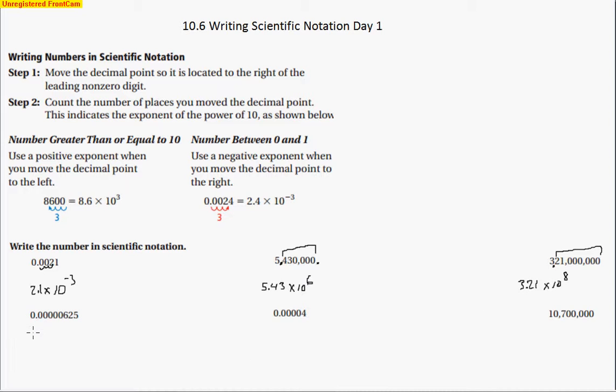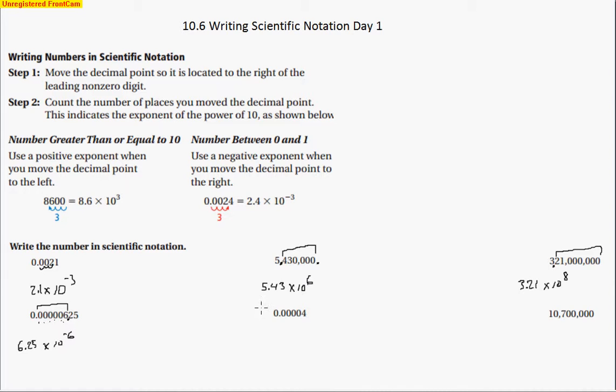Very small number here, so I rewrite the significant digits, the 6.25, because that's where I want the decimal point to be, and then I count the spaces. It's a little easier counting the ones that are larger because you see the commas. Here we've got to be really careful and count 1, 2, 3, 4, 5, 6. So times 10 to the -6th power.